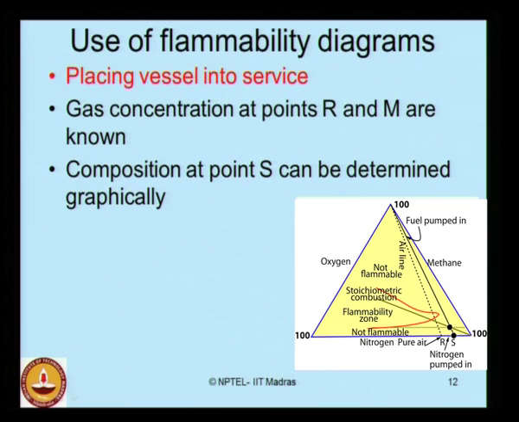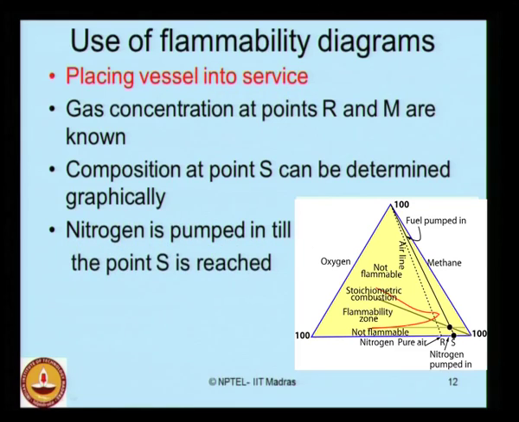Once I know the composition point S, this is the zone or the concentration where nitrogen purging can be done. So, nitrogen is pumped in, or you can pump the fuel also in. So, both ways you can do the purging activity and try to decide at what concentration of LOC you will be able to place the vessel back into service. So, nitrogen is pumped in till the point S is reached, because this is your concentration currently present. You keep on pumping nitrogen till the point S is reached, and therefore you are actually doing what we call as nitrogen purging.